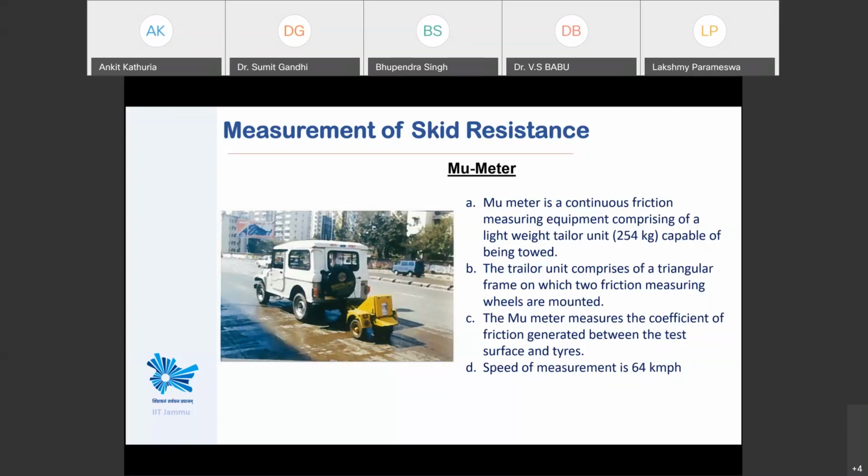The equipment measures the coefficient of friction, the small f value, which is generated between the test surface and the tire, and this f value gets multiplied by 100 to get the skid number, which I'll explain where the skid number will be used for evaluating the functional performance of the flexible pavement. The speed of measurement is 64 km/h, which is almost double that of the bump integrator towing vehicle. Let's see further.